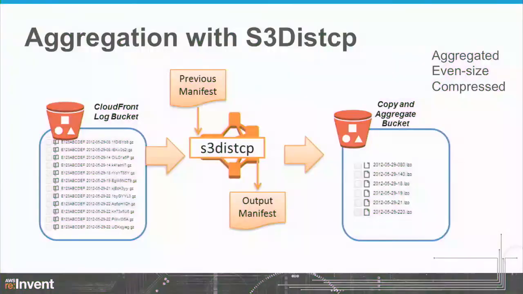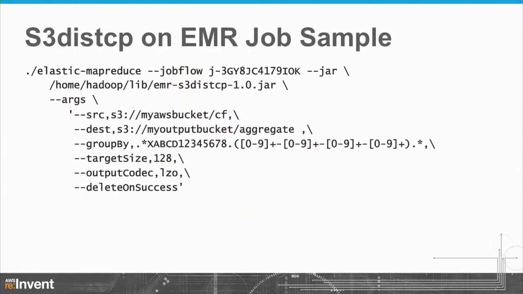And S3 distributed copy basically gives you all of that. It will aggregate the data for you into larger files. It will also make sure that the files are more or less the same size, not going to be accurate, but more or less the same size, and they will be compressed. And this is done by a single command.